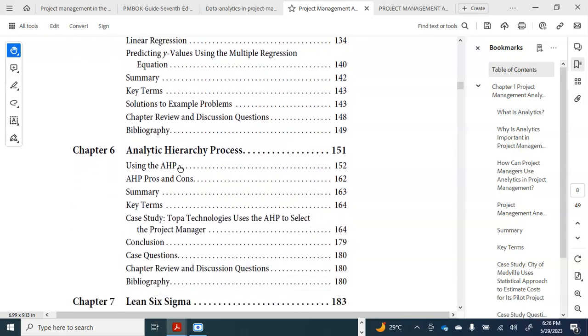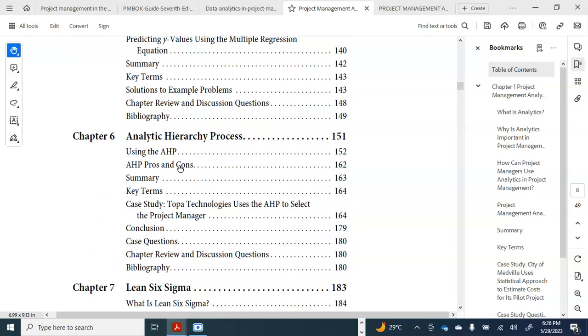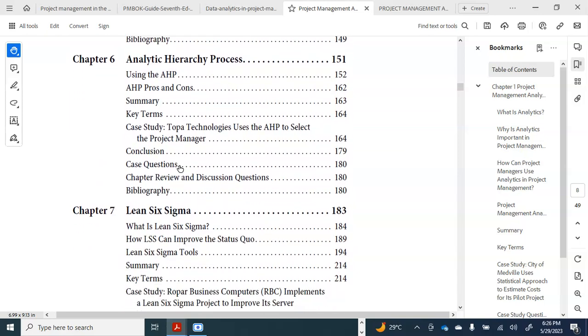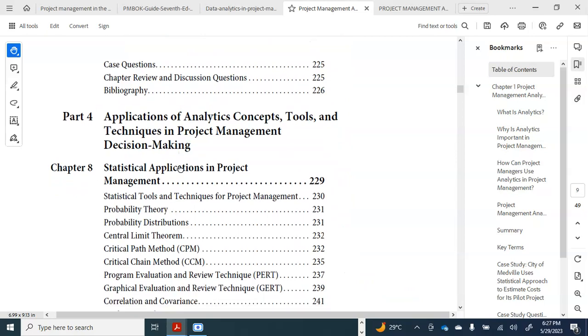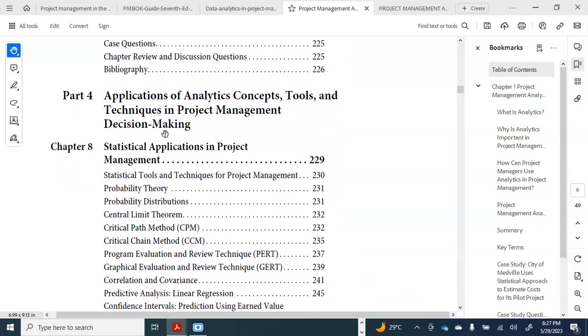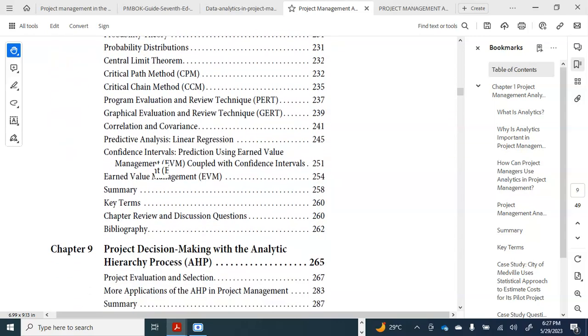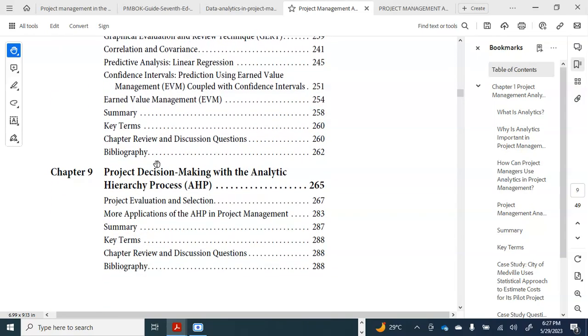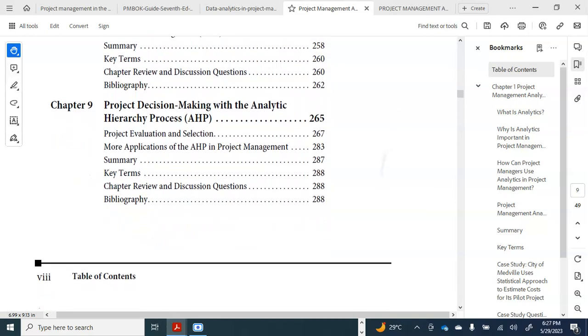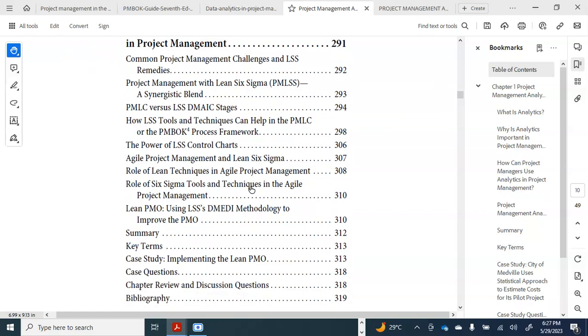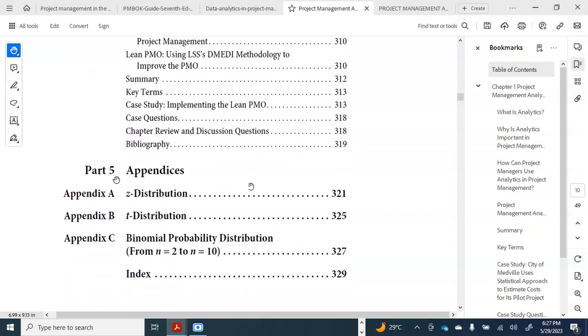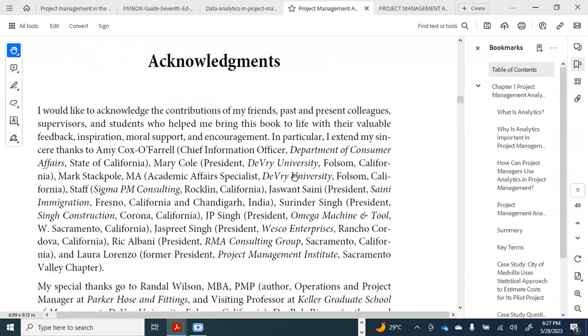Chapter 6 talks about the analytic hierarchy process. Let me just go to chapter 7, Lean Six Sigma. Part 4, application of analytics concepts, tools, and techniques in project management decision making, is very important. Then the statistics approach in project management. Let me just move ahead. Then project decision making with the analytic hierarchy process. Chapter 10, Lean Six Sigma application in project management. Part 5 is the appendix, and then I think that's all.